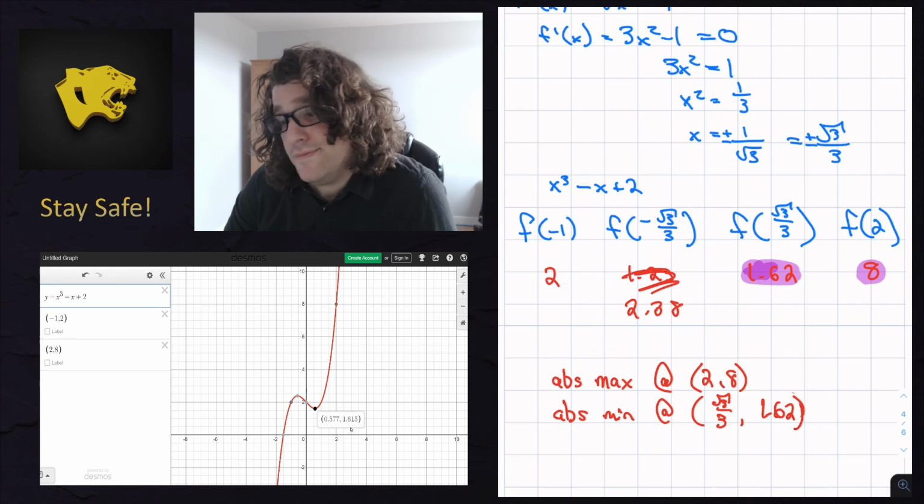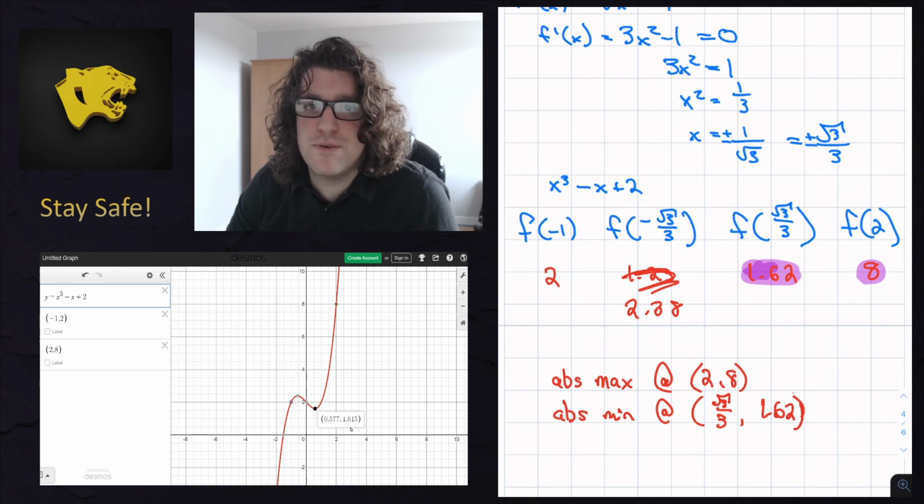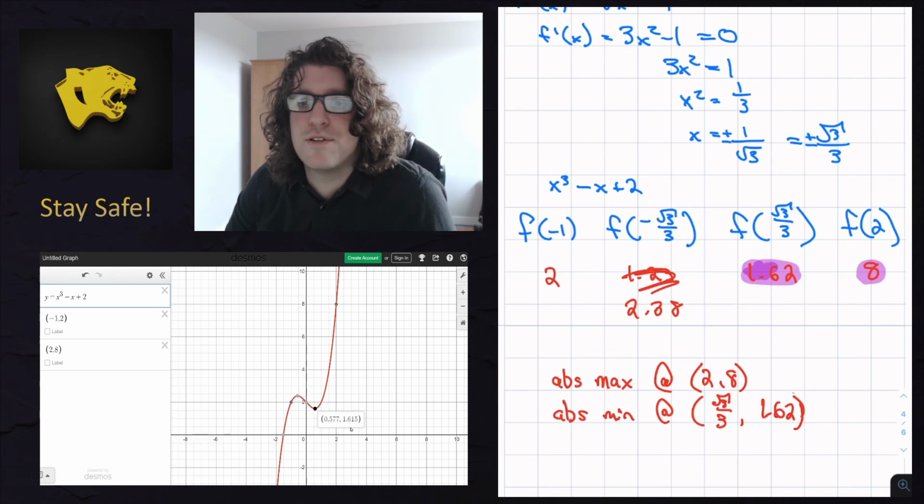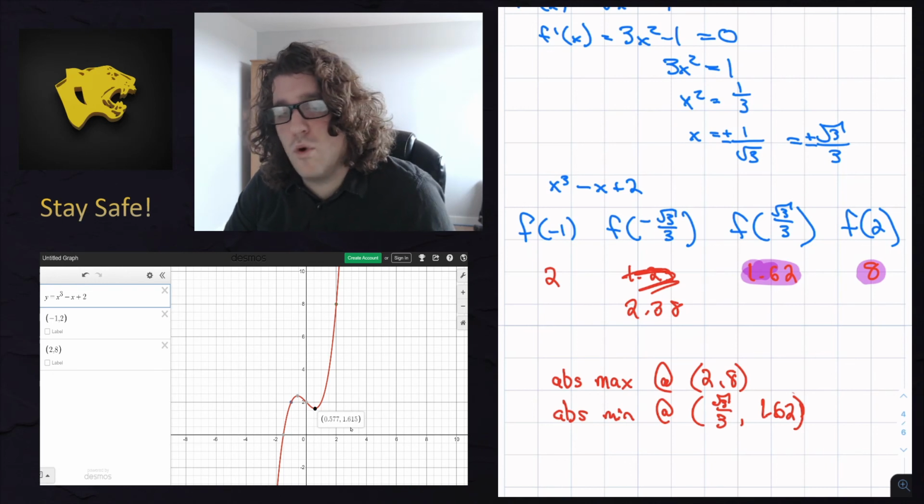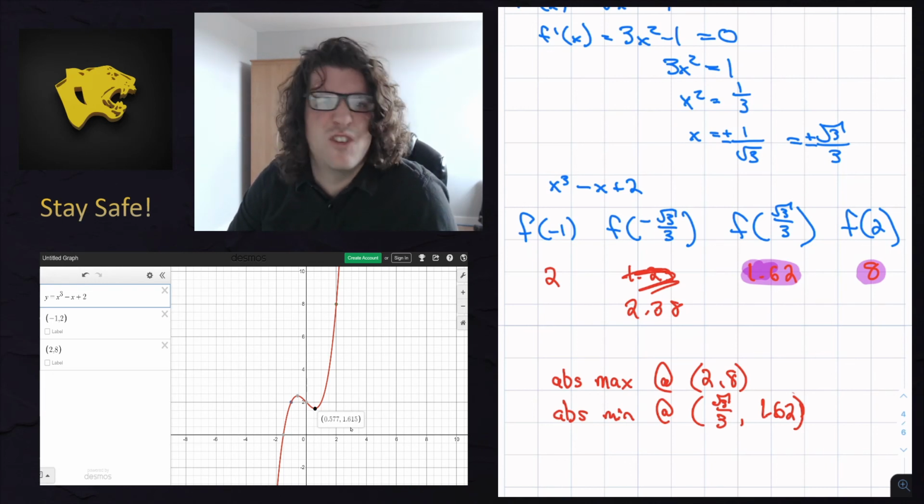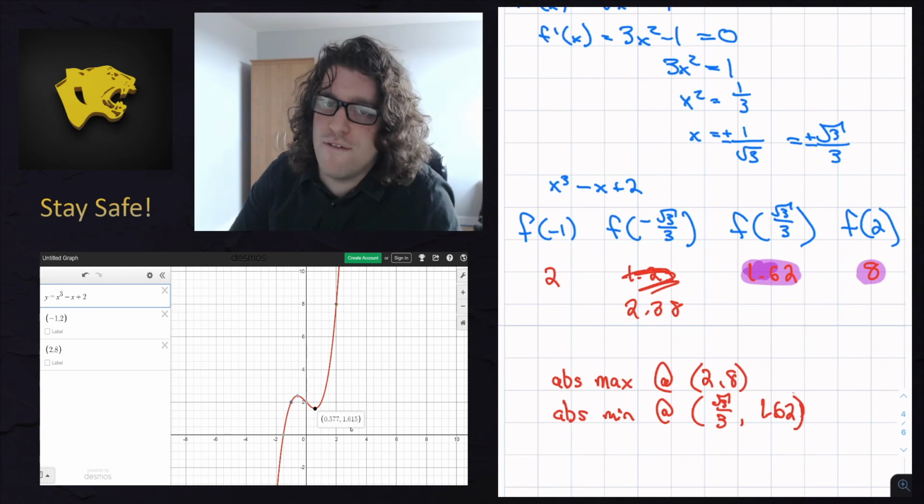And so that's basically the idea behind finding absolute maximums and minimums, or local maximums and minimums, and then just doing a comparison by finding the y values out at each point.